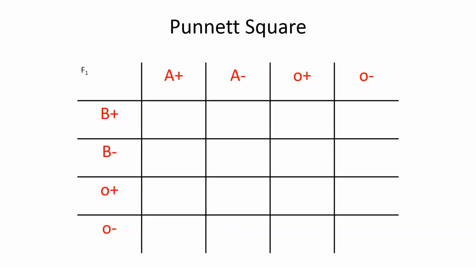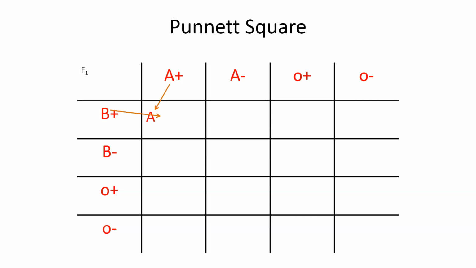In the Punnett square, across the top, we've got the possibility of an A plus, an A minus, an O plus, an O minus. Down the side, we've got the B plus, the B minus, the O plus, the O minus. When we add these together, we're going to be careful because we want to put the A before the B, and we want to put the plus before the minus. Doesn't matter which side they come out with. We also have the A before the O and the B before the O as well.